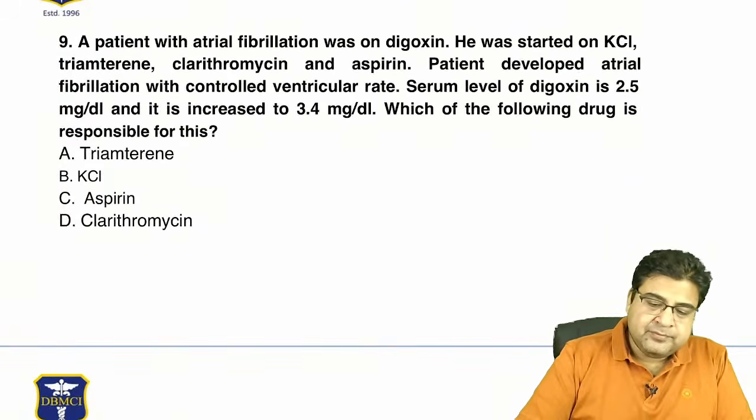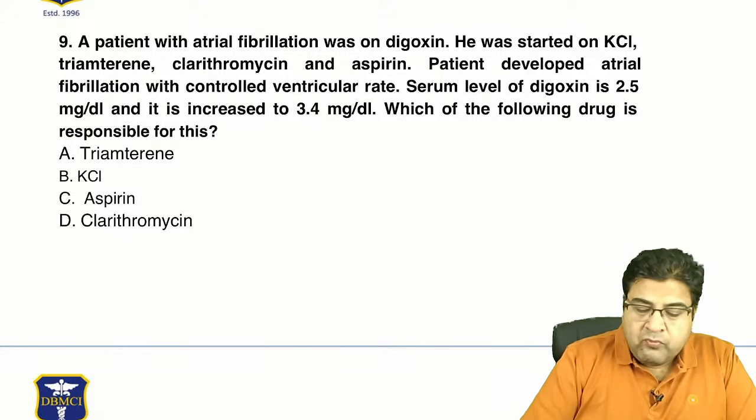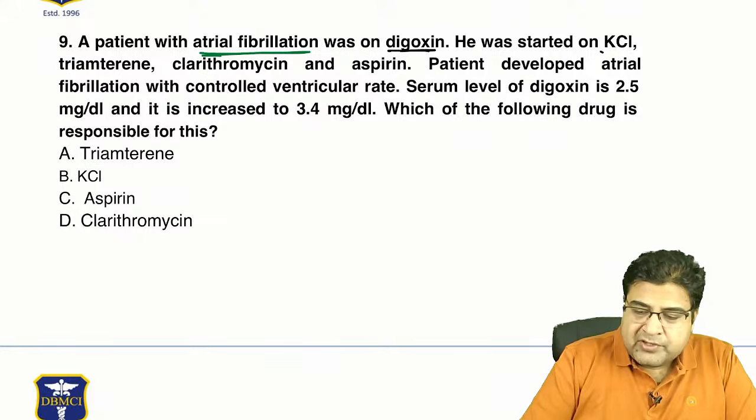So question number 9, patient with atrial fibrillation. The patient is on digoxin. Now you have started potassium chloride, trimethoprim, clarithromycin, aspirin.